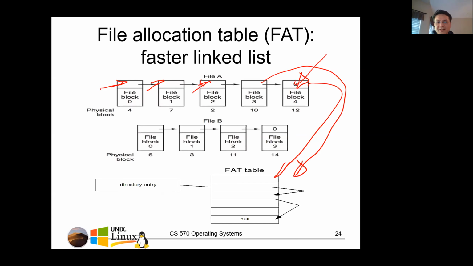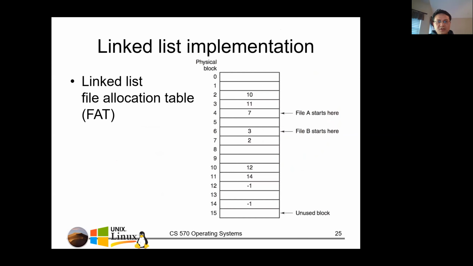We talk about the disk as a block device, meaning when we interact with the disk, we don't read or write by units of bytes, we read by units of blocks. All right, so this is the file allocation table. Let's see how this actually works.